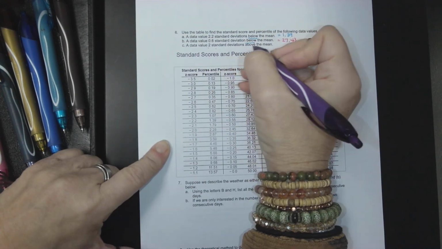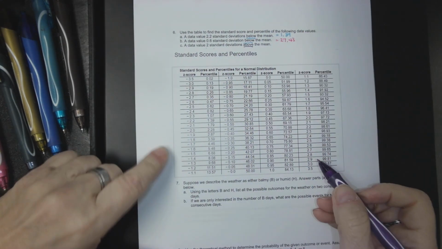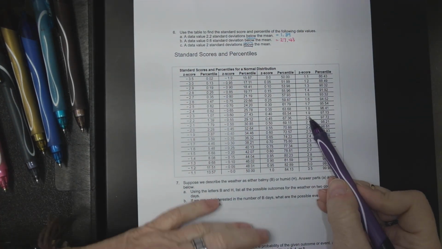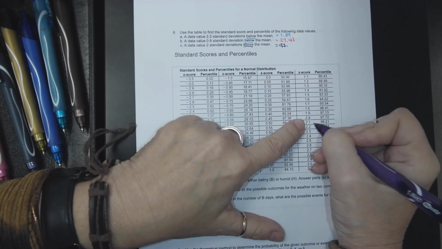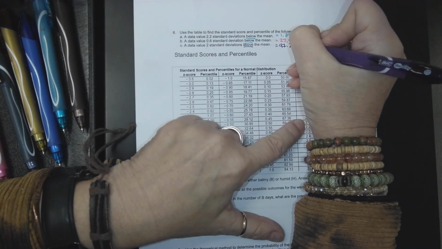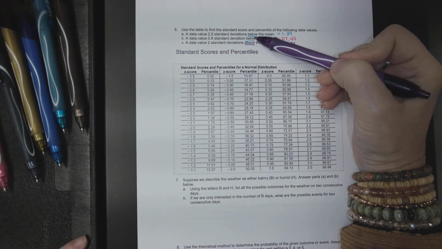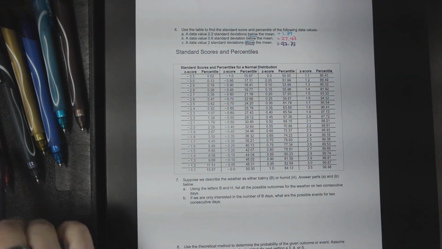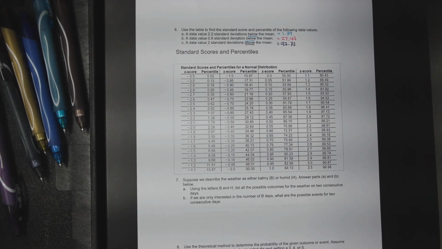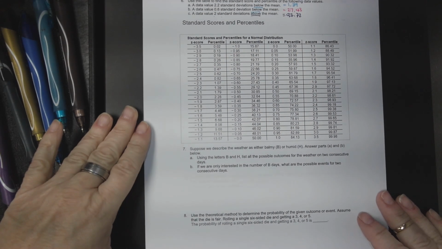Now let's look at this one. We have 2 standard deviations above the mean. So this time we're going to go to 2 above, and that's 97.72. Okay, so these are the key words. Below is negative, above is positive. Okay? Don't forget to look for those.